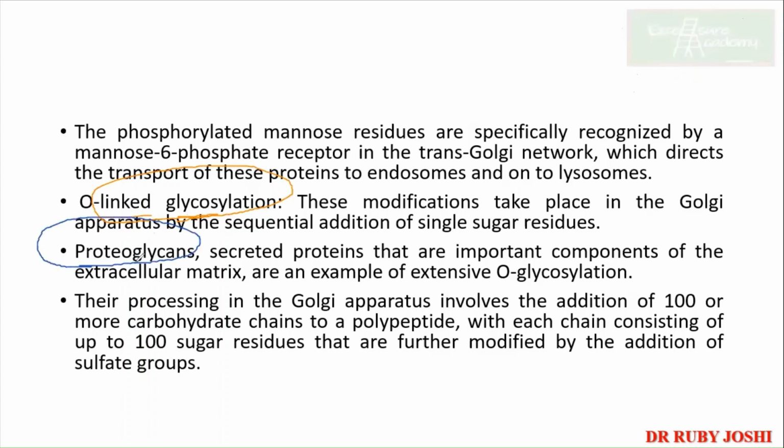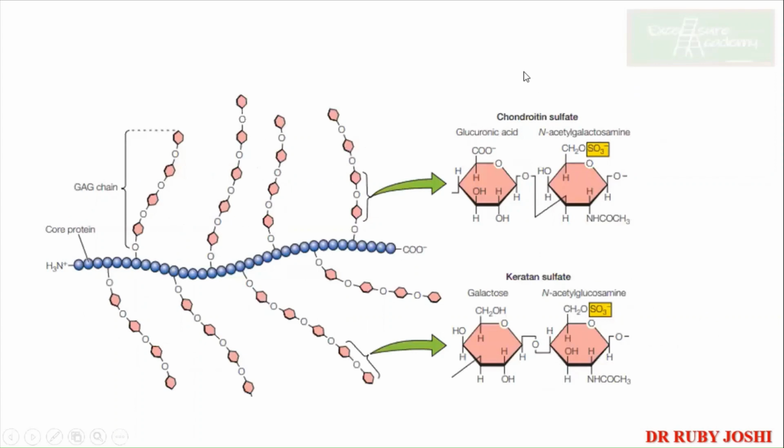Now, what are these proteoglycans? They are nothing but part of the secretory proteins which form your extracellular matrix. Okay, so they are a good example of your extensive O-glycosylation. Their processing happens in the Golgi apparatus where 100 to 200 sugar residues are getting added. Now let's see the structure of this. It's okay if you don't remember the structure, just try to understand.